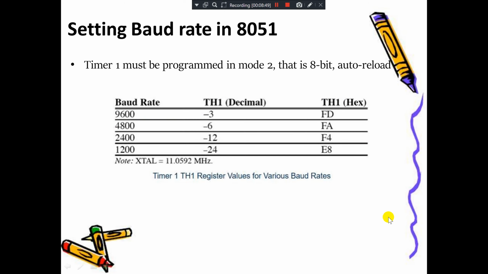Next, setting up the baud rate in 8051. Timer 1 must be programmed in mode 2, that is 8-bit auto reload. In this table, we come to know that for a baud rate of 9600, TH1 in decimal is -3, and in hexadecimal it is FD. For the next baud rate we have -6 and FA, then -12 and F4, and -24 and E8. As you already know, the crystal oscillator frequency is 11.0592 megahertz.